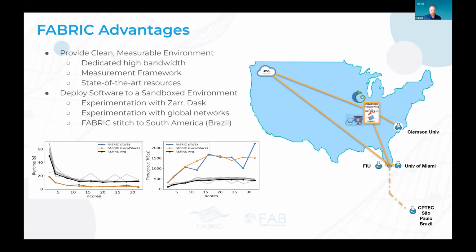And what they really like about Fabric is the clean, measurable environment, so they can run their tests multiple times and get repeatability out of it, and actually see that the effect was their protocols and algorithms, and it wasn't just that lots of people wanted to watch Netflix on a Tuesday night. So with Fabric they can get clean, repeatable experimentation, which is nice.